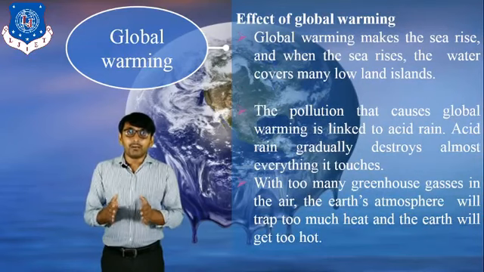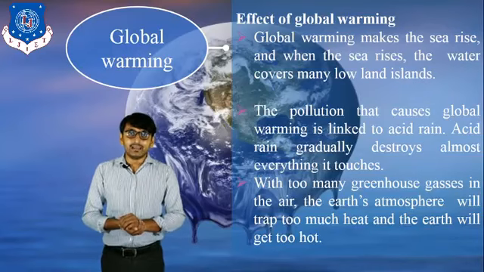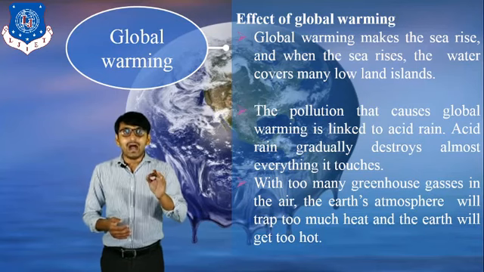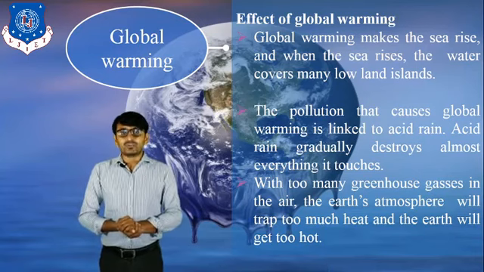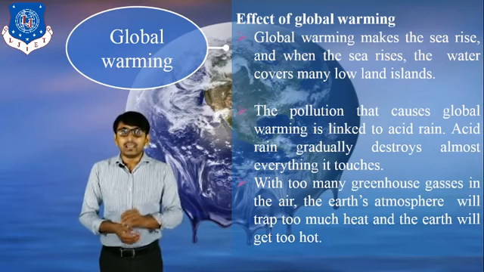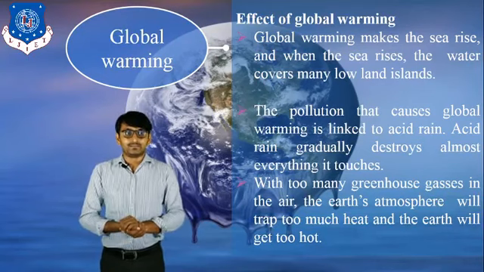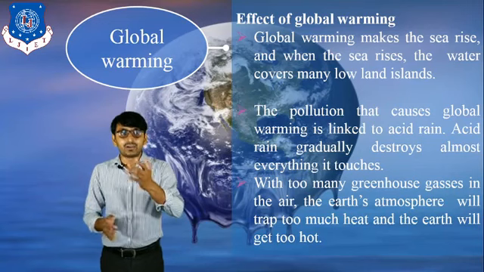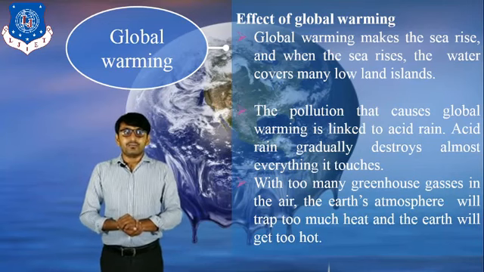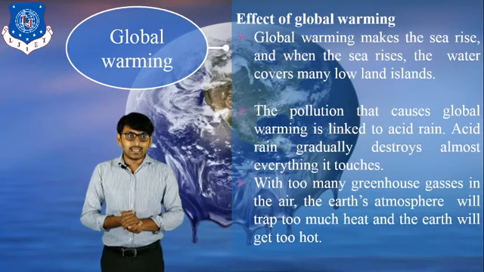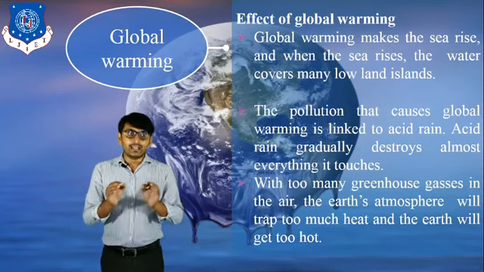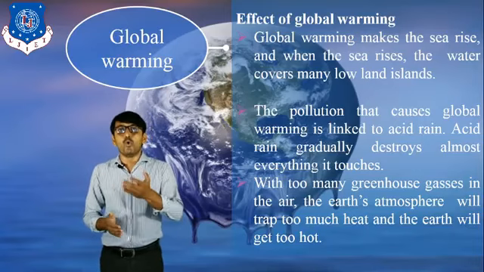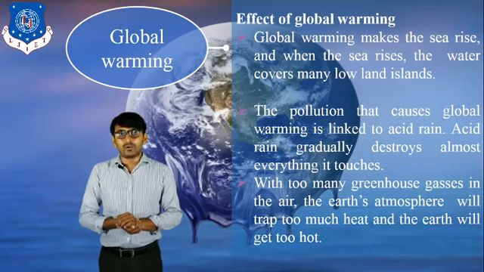Global warming makes the sea rise, and when the sea rises, the water covers many low-lying islands. Second, the pollution that causes global warming is linked to acid rain. Acid rain gradually destroys almost everything it touches. Third, with too many greenhouse gases in the air, the earth's atmosphere will trap too much heat and the earth will get too hot. So this is all about global warming.